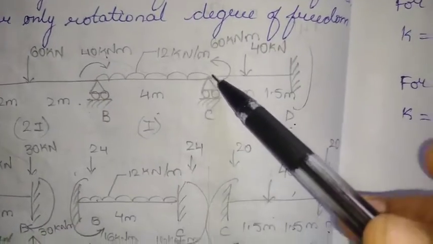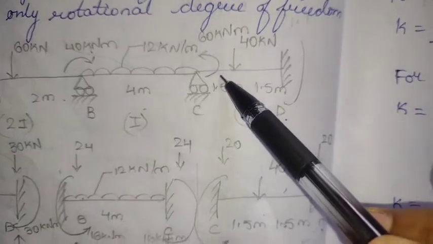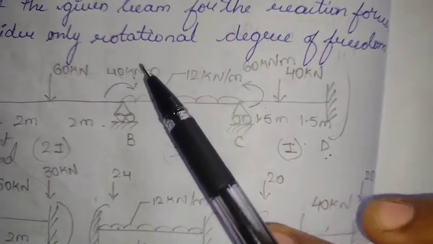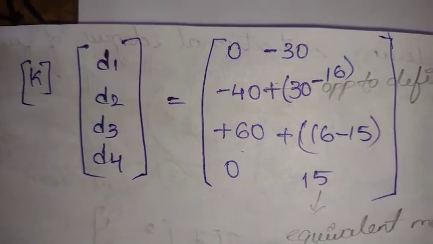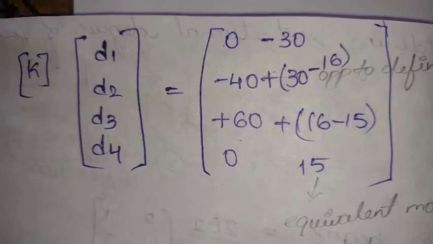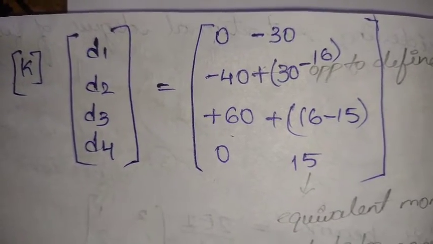I told you anti-clockwise would be positive, so this would be negative. 40 would be minus in this direction. That is why we got minus 40 and plus 60. Next, we have other forces to add on to this.